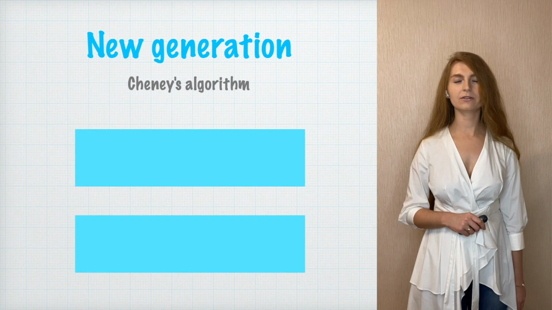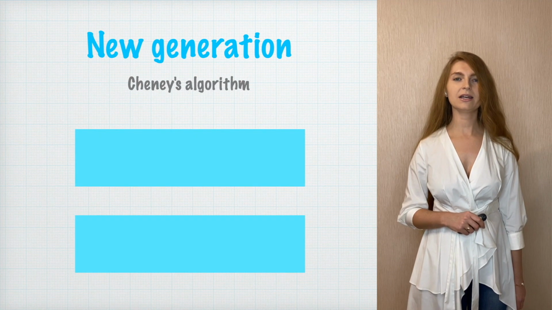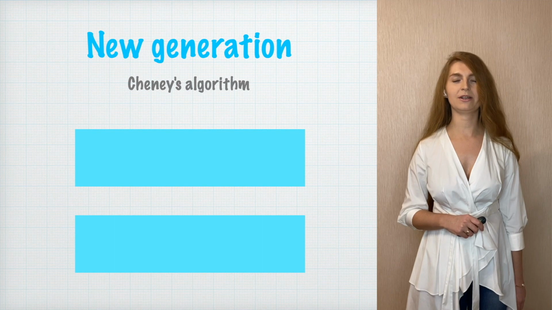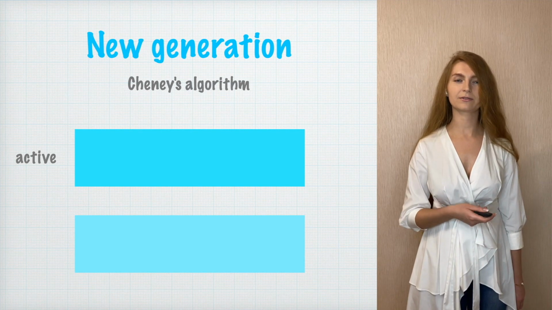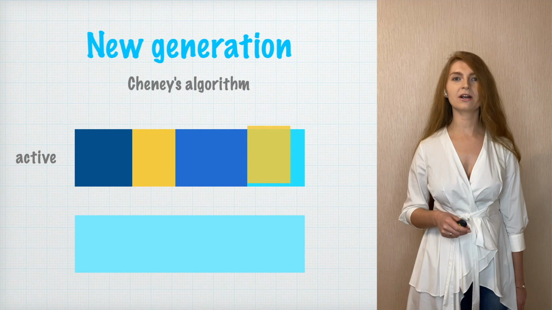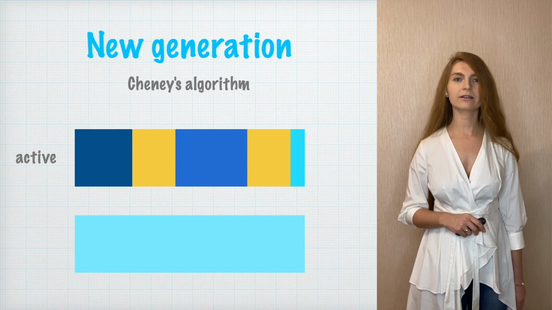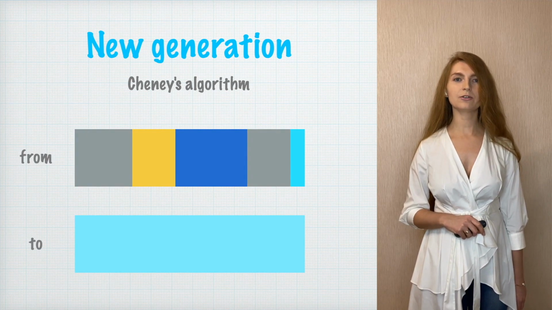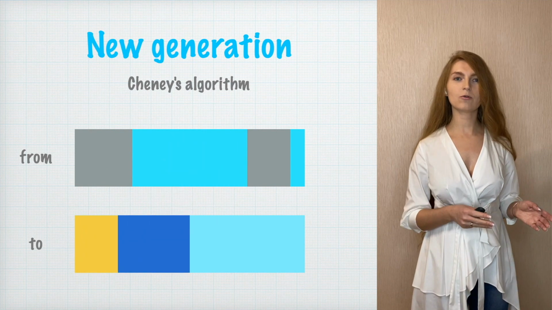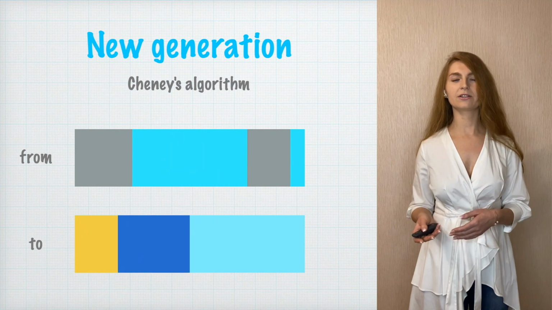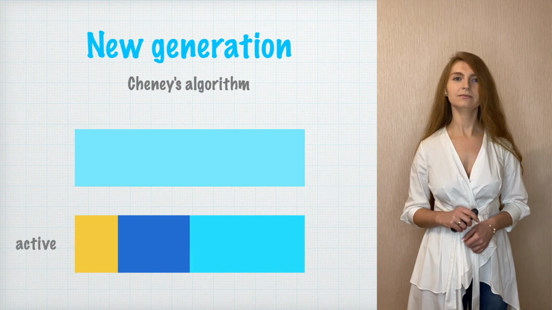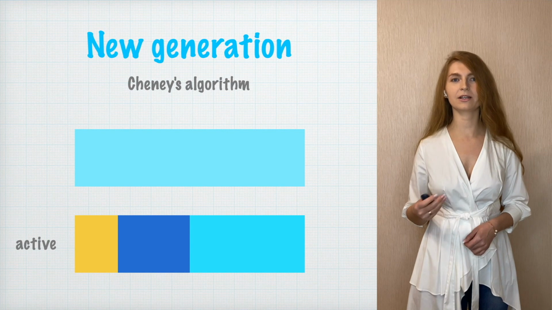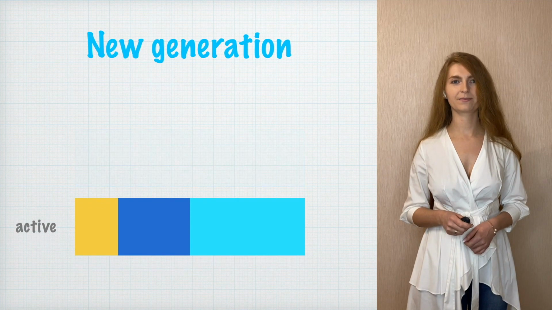The new generation follows the Cheney's algorithm and is said to consist of two semispaces. Only one half is used at any time, one being active, the other inactive. New objects are located in the active half, and once that's filled, live objects are copied from active or from semispace to inactive or to semispace, ignoring dead objects. The inactive half then becomes active and the process repeats.